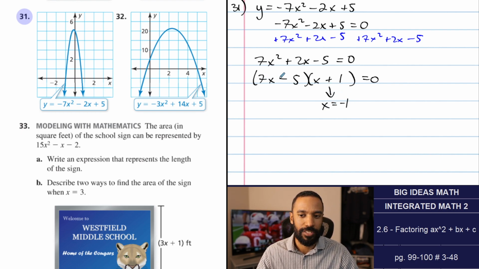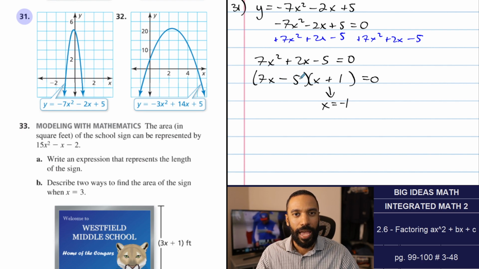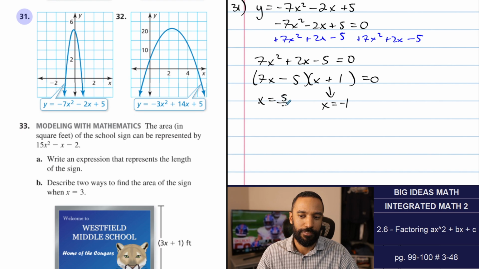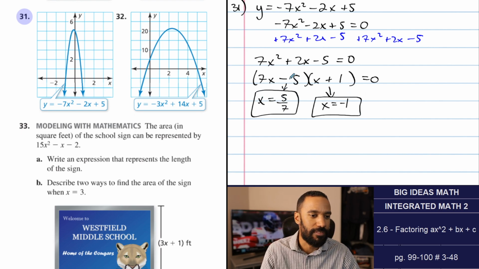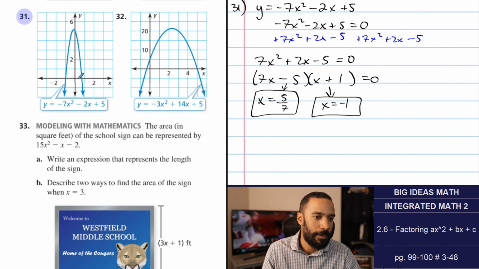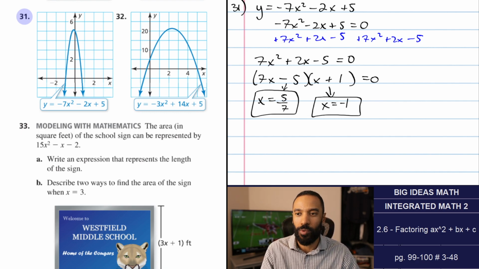Let's try this in our heads. 7x minus 5 equals 0. Add 5, you get 7x equals 5. Divide by 7, you get x equals positive 5/7. And there we go. Negative 1 and positive 5/7. It looks like it hits negative 1. 5/7 is a little bit less than 1. It looks like it hits that as well.